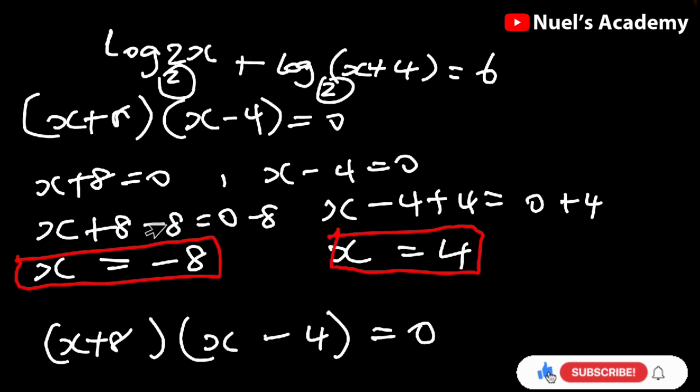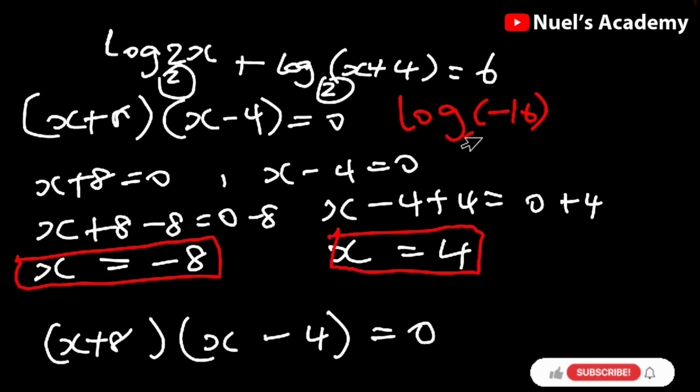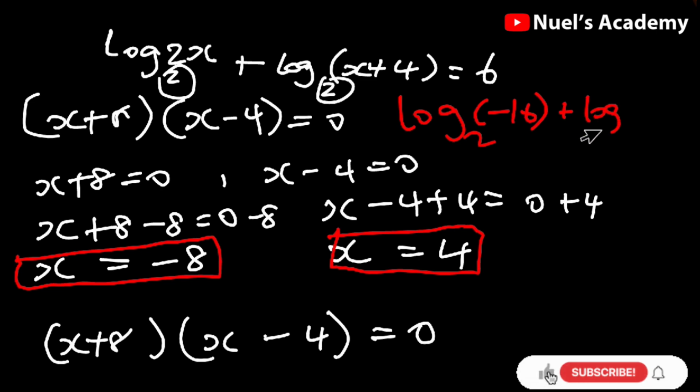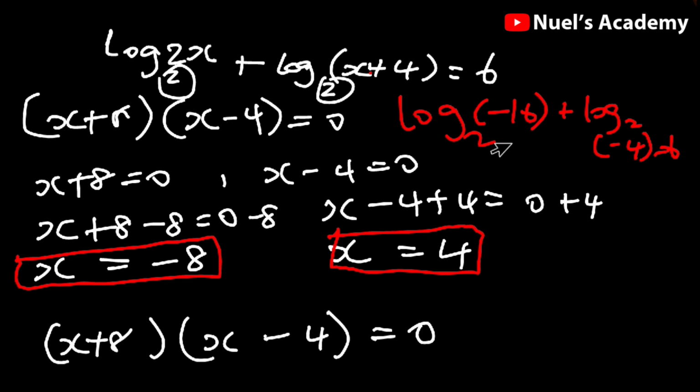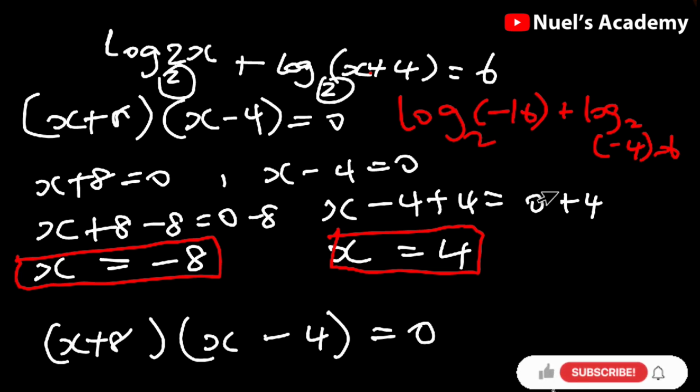So when we plug in x equals negative 8 into this equation, we're going to have log 2 into negative 8, let me just write it as log of negative 16 base 2, plus log of x plus 4, which is negative 8 plus 4, equal to negative 4, base 2, equal to 6. So what you need to know is that log of a negative number does not exist in real numbers. Okay, so there's nothing like log of a negative number when we're talking about real numbers. So for this case, x equal to 4 is going to be our only solution. So this x equal to 4 is our answer.